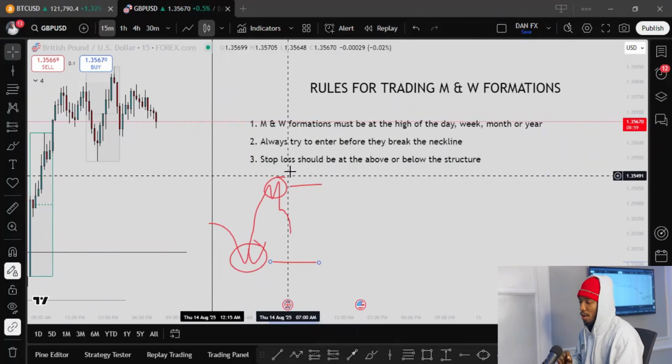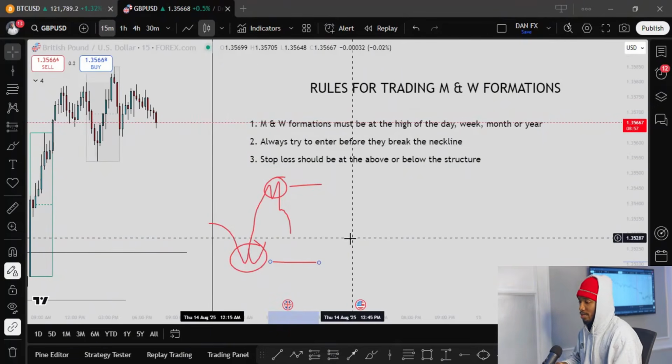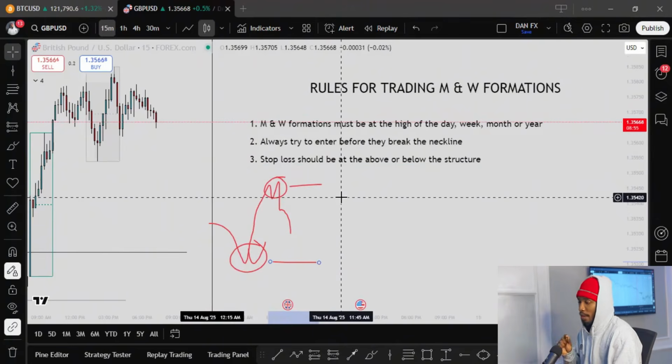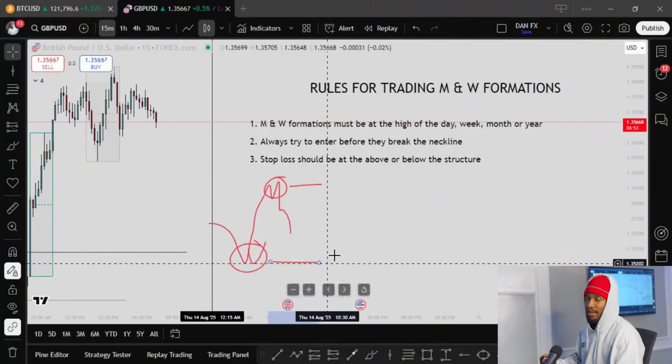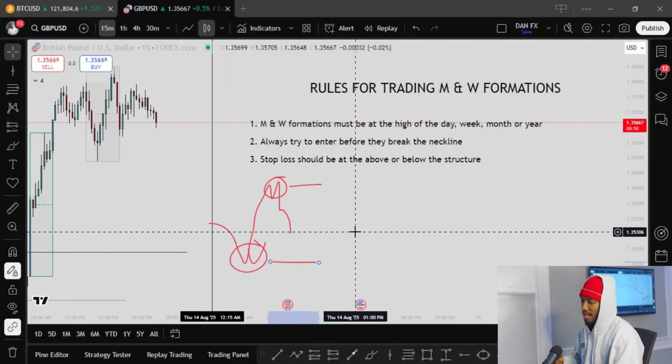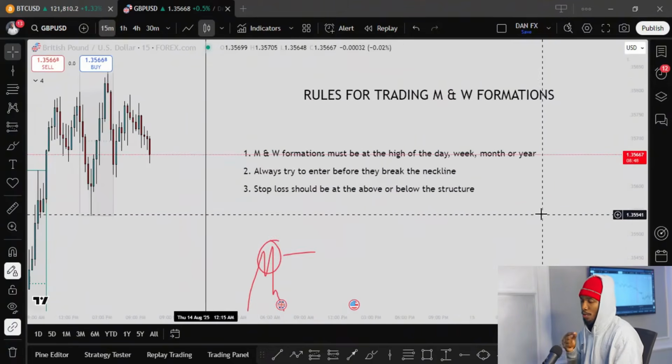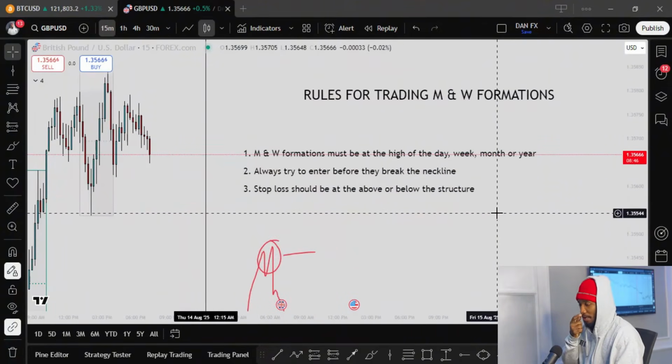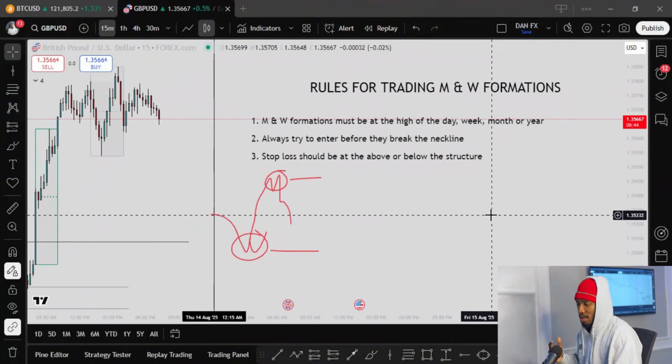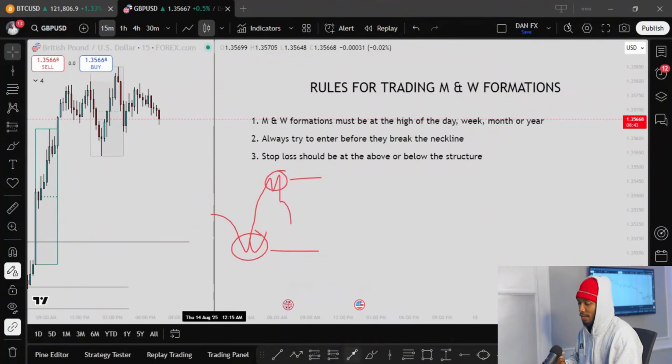The second rule that you should always follow when trading M and W formations to increase your accuracy is try to enter before they break the neckline. Here's an example of that. Now, when you're trading M and W formations or double tops and double bottoms, the most common way of entry is to wait for it to break the neckline.